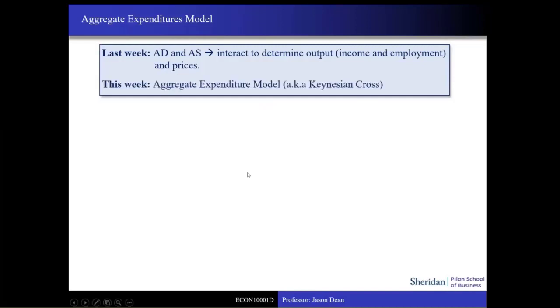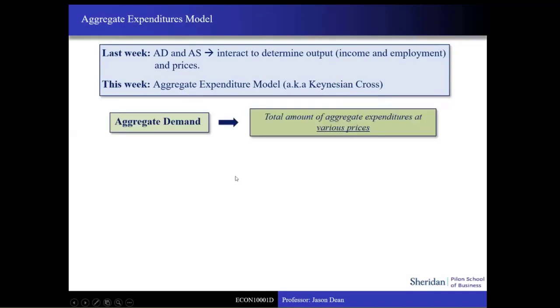Now, this week we're going to look at the aggregate expenditures model, which is sometimes also known as the Keynesian cross. So aggregate demand is the total amount of aggregate expenditures at various prices, and that's what we looked at in the last lecture. If you remember, on the vertical axis, we had the price level, okay? And so we had aggregate demand at different price levels.